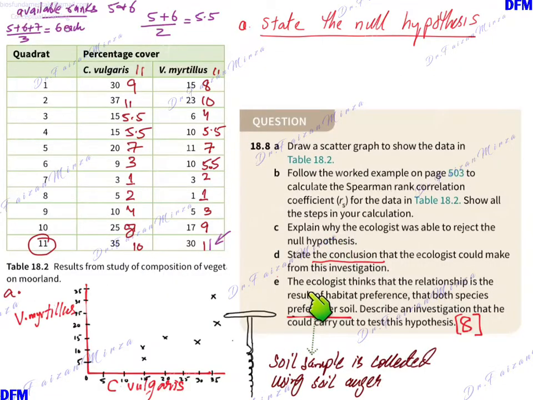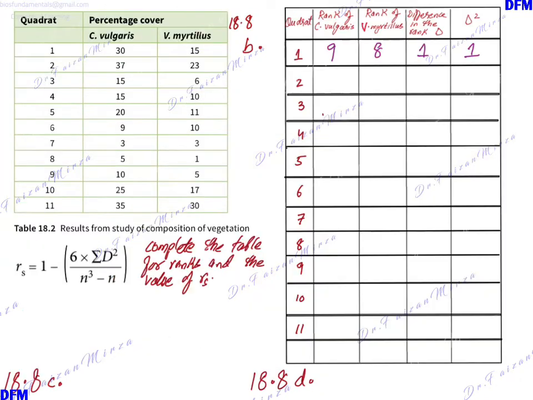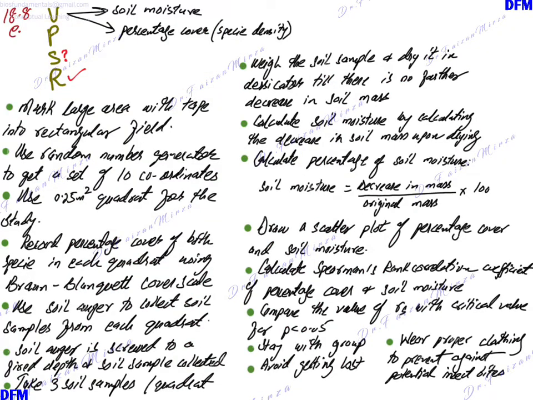Now let's suppose the question comes that the ecologists think the relationship is the result of habitat preference, that both species prefer drier soil. Describe an investigation that could be carried out to test this hypothesis. What you can do is mark the large area with a tape in the rectangular field. Use a random number generator to get a set of 10 coordinates. Use a quadrat, for example, of 0.25 meters squared, and record the percentage cover of both species in each quadrat. Use a Braun-Blanquet cover scale.